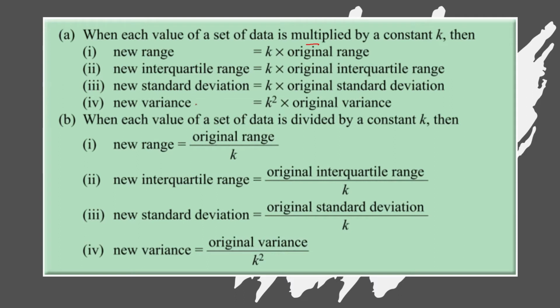But for the variance, you know the symbol is like this, so the constant is k squared. When each value of a set of data is divided by a constant k, then everything is also divided by k, except for the new variance, which is divided by k squared.